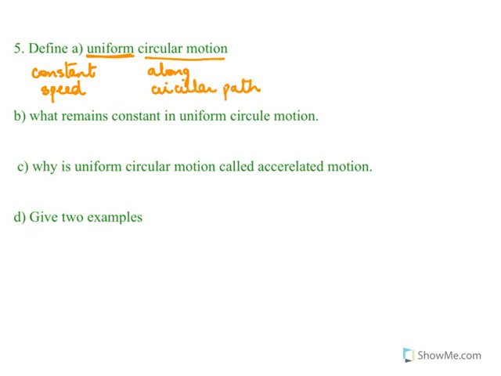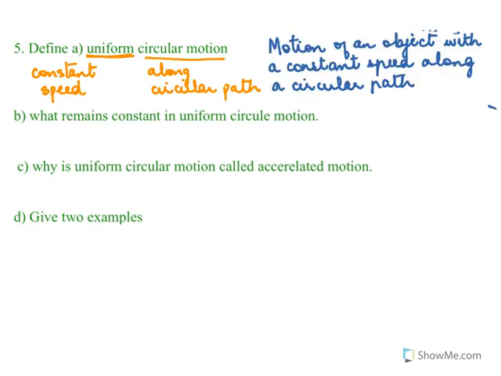So how would you define uniform circular motion? Motion of an object along a circular path with constant speed. So we define uniform circular motion as motion of an object with a constant speed. That is why it was uniform, constant speed along a circular path, and that's why it was circular motion. Now what remains constant in circular motion? That we have seen, constant speed. So the speed remains constant.